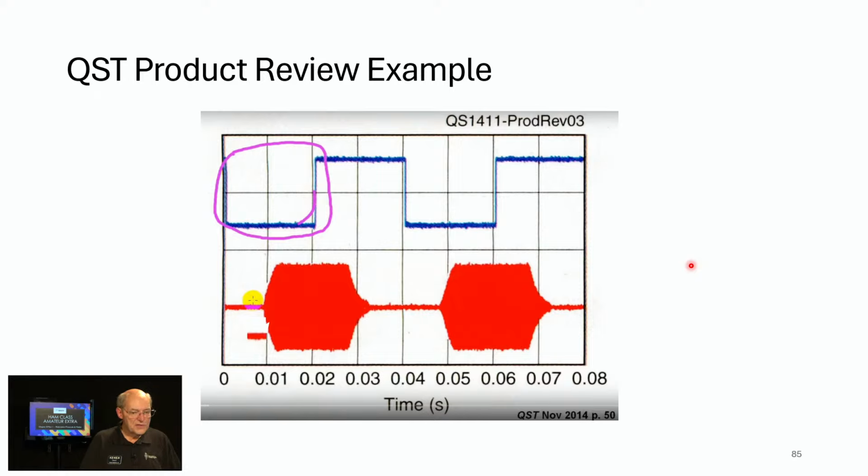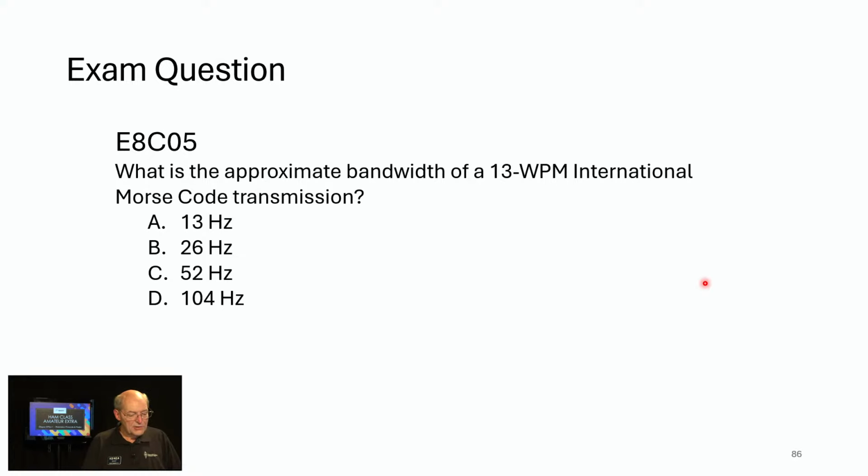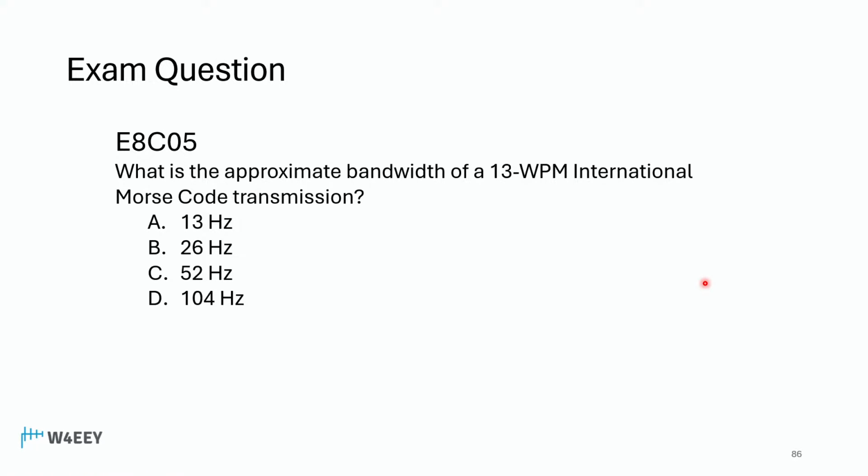In every review you'll see in the magazines will usually have these waveforms. All right, so what is the approximate bandwidth of a 13 word per minute international Morse code transmission? Charlie. It is Charlie. 4 times 13 will get you there.